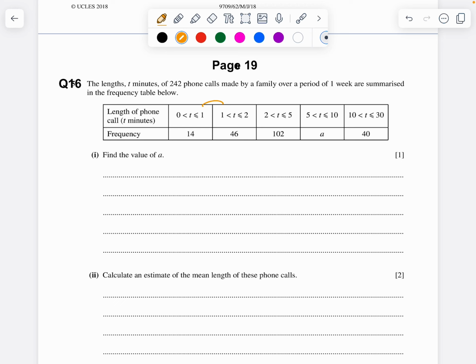The frequency table is being given. So how should I be finding the value of A? Because the total is 242, right? So 14 plus 46 plus 102 plus A plus 40 equals 242. This gives me the A value as 40.